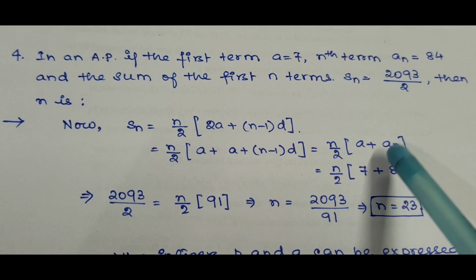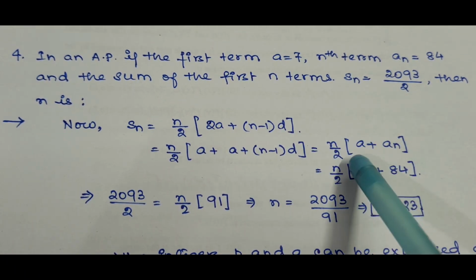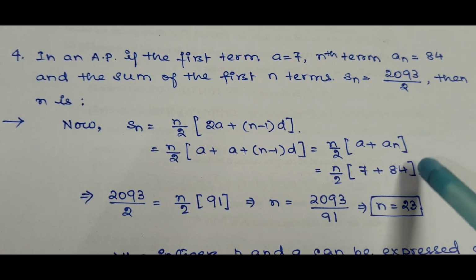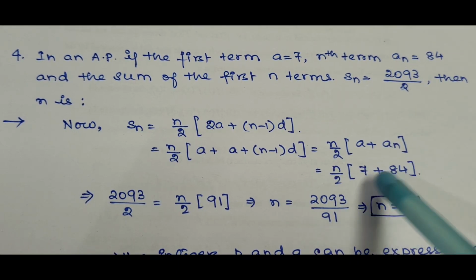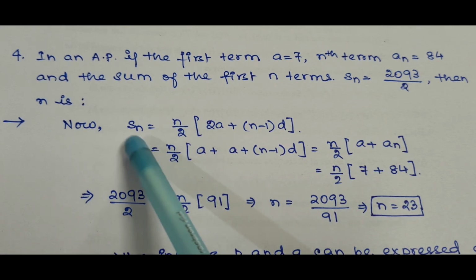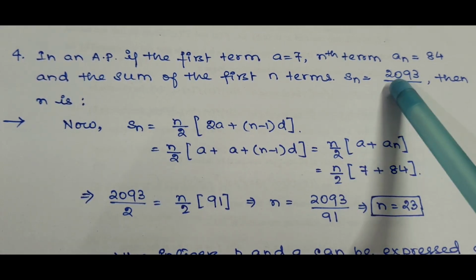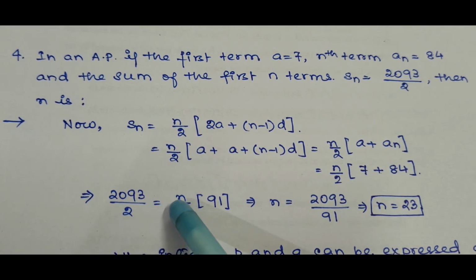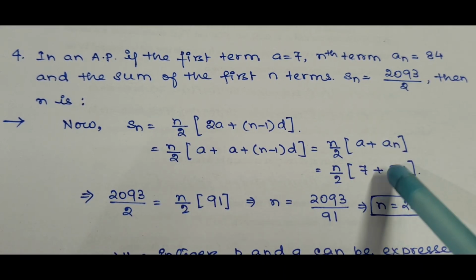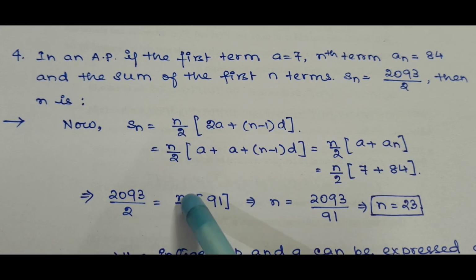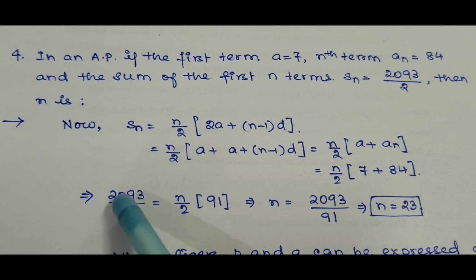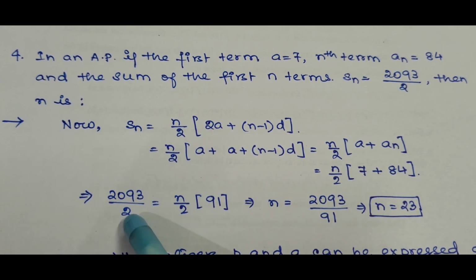Okay. Given to us that the first term is 7, so substituting the value of a as 7 and an as 84, we have 84 plus 7 gives 91. Now Sn is given to us as 2093 divided by 2. So substituting that value, we have this is equal to n by 2 into 91, since 84 plus 7 is 91. So this 2 gets cancelled out. n is equal to 2093 divided by 91, which gives n is equal to 23.